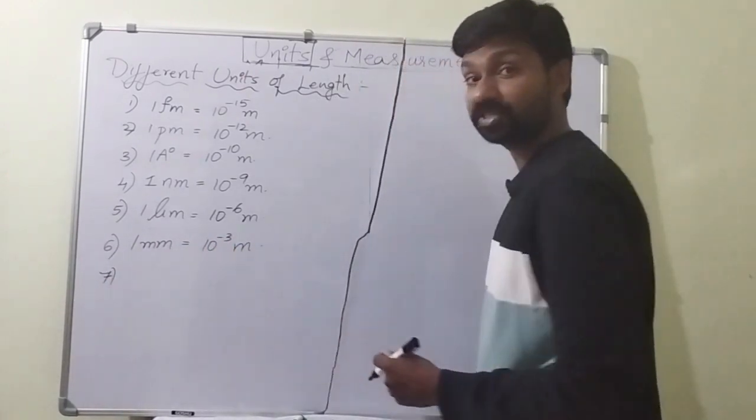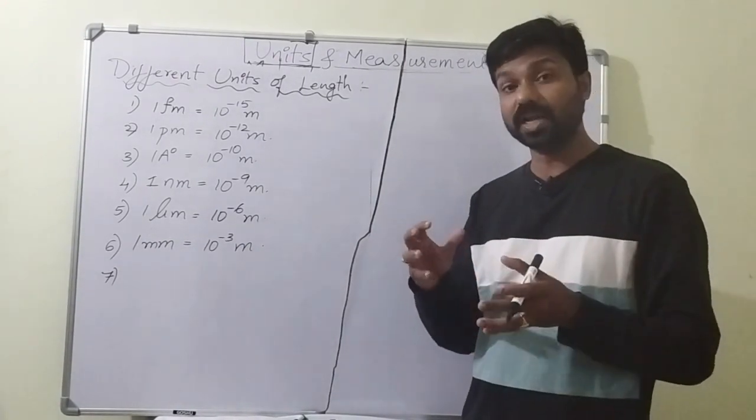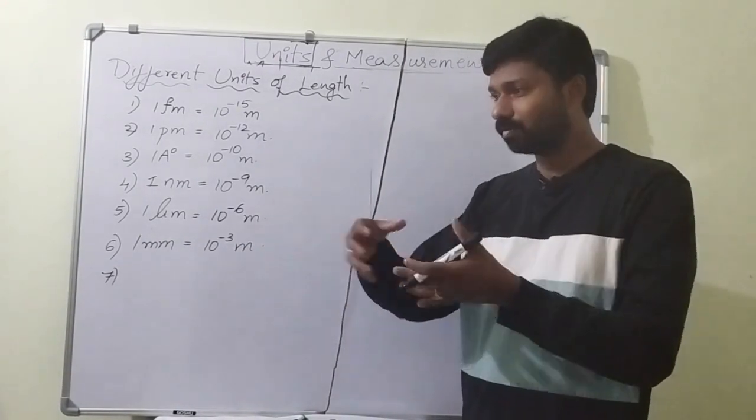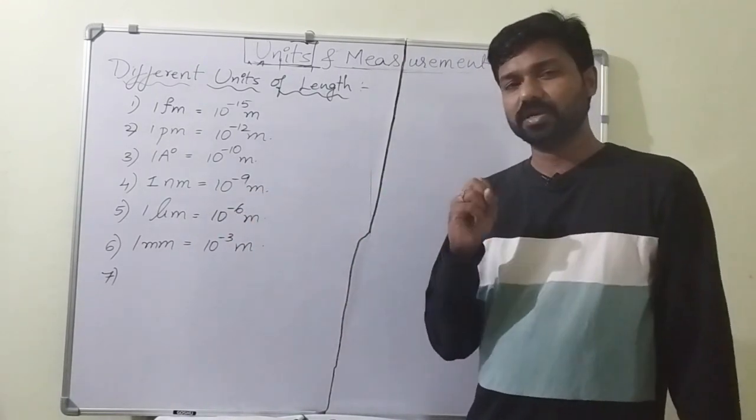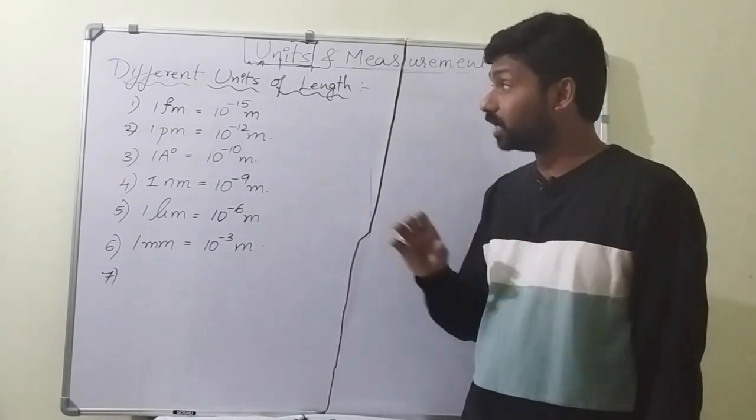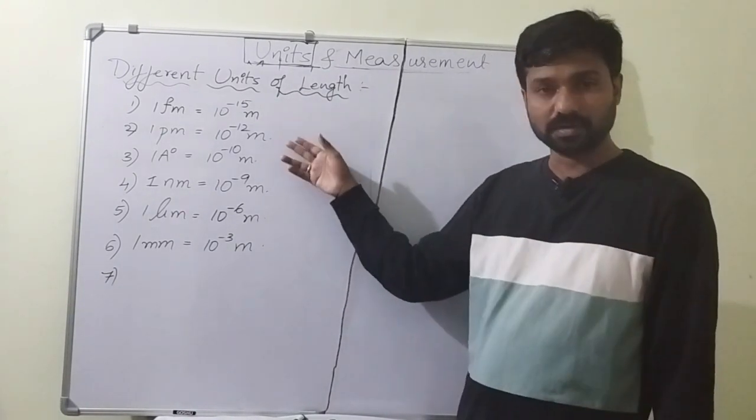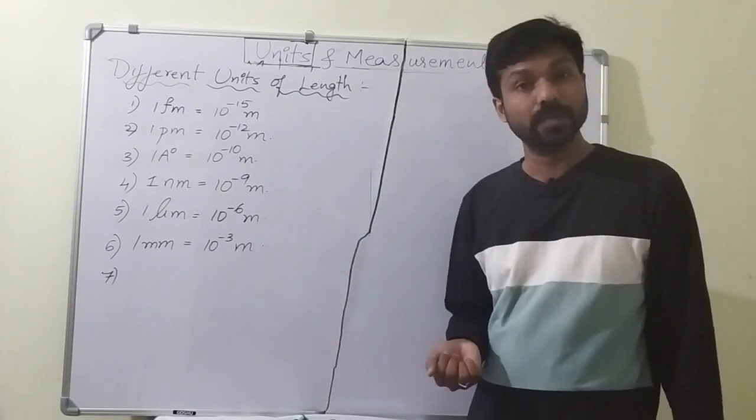Seventh one, now Ramesh is getting a doubt. Ramesh is an imaginary character in our class right now. Sir, why are you always writing it in meter? Because the SI unit of length is meter, so that's why I'm converting everything into meter.